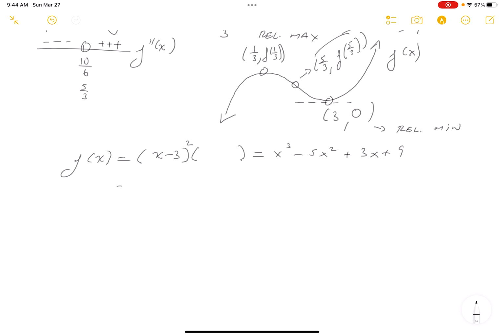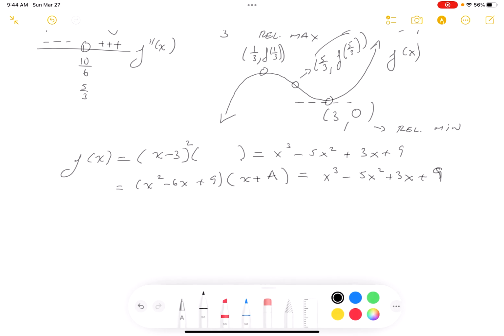Well, I think I can figure this out. This is going to be x squared, without doing long division, by the way. X squared minus 6x plus 9 times some linear factor, right? What's the linear factor going to be? Well, it's going to be x plus some unknown number. I'm just going to call it, for the sake of argument, a. What does it equal? X cubed minus 5x squared plus 3x plus 9. Well, I think I know what the a is. I'll write this down for you. Fairly simple. The a would have to be 1.